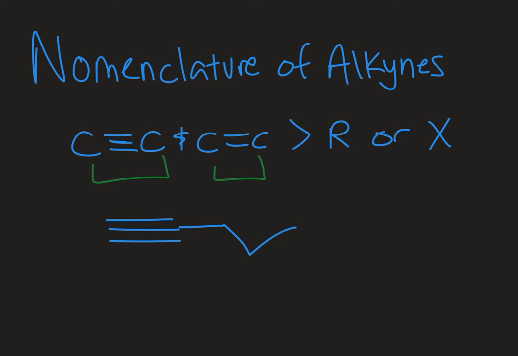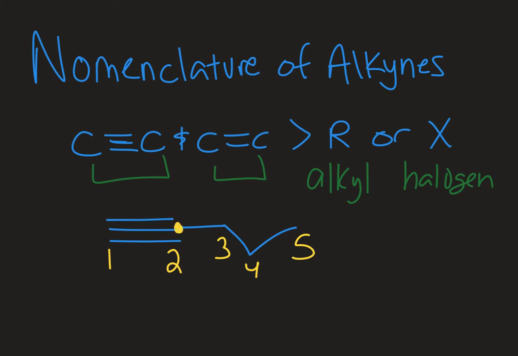Both of those alkenes and alkynes are higher in priority than R groups, being alkyl groups, so any carbon chain, or an X being a halogen. So in the example that I have here, I've got a 5-carbon chain and I have a triple bond. The triple bond would be the highest priority group, so I would start at that end. So 1, 2, 3, 4, and 5. This sort of weirds students out sometimes. This is carbon 2 right there, okay?